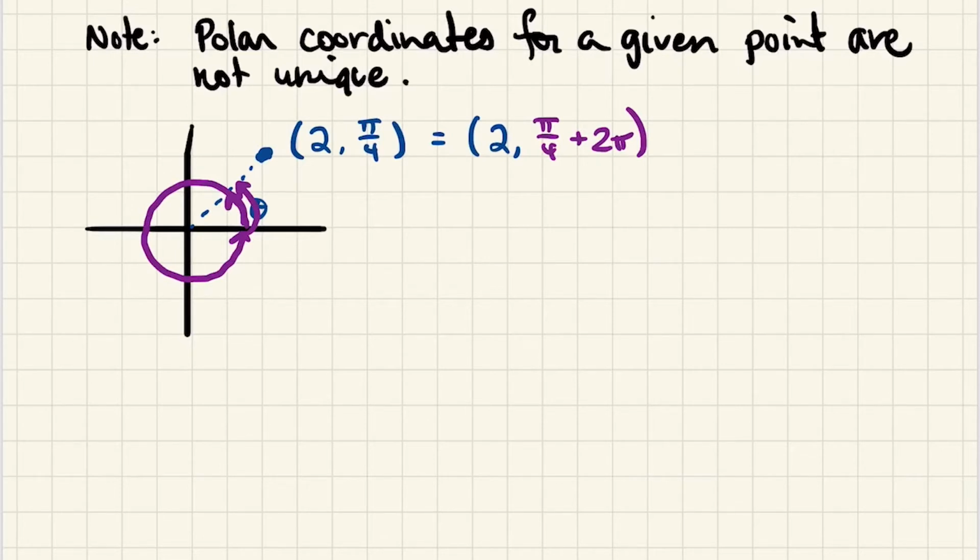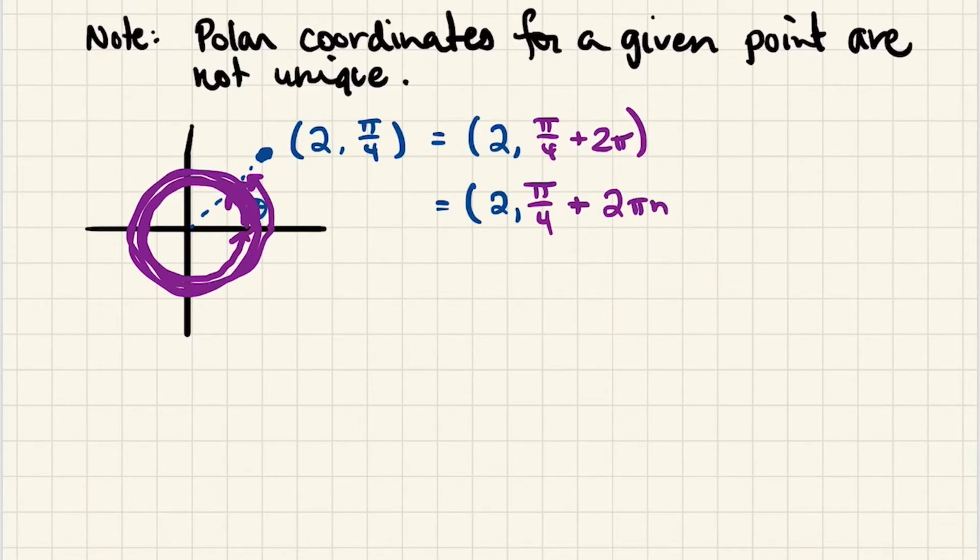Okay? Or you could say it's, go around a bunch of times. So that's a multiple of 2 pi plus pi over 4 again. So this could be like pi over 4 plus, in fact, any multiple of 2 pi. So I'll just write 2 pi n. We'll get you there. You could even go the opposite direction. So this would be negative 2 pi and then plus pi over 4.